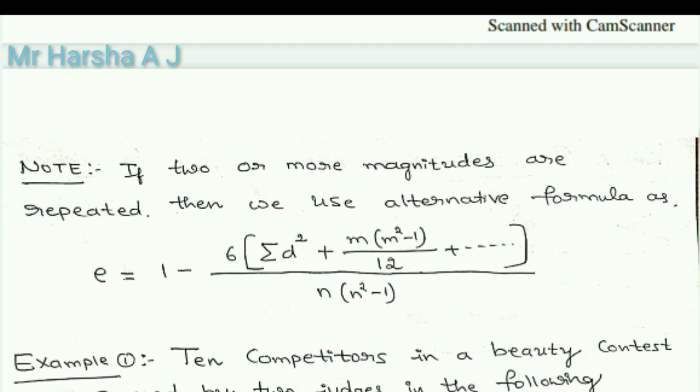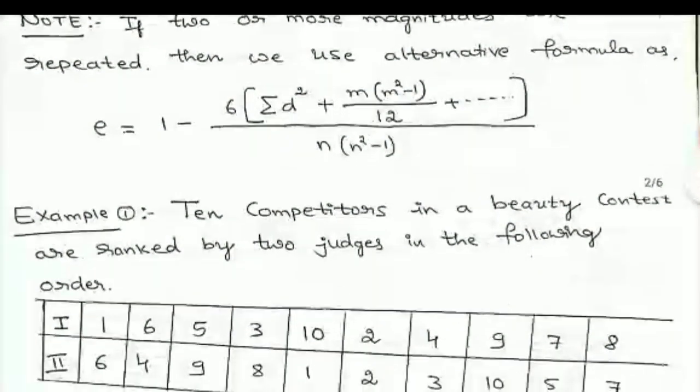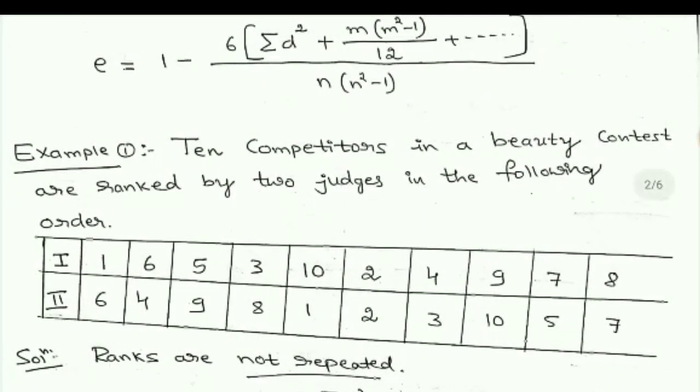So let us try to understand this concept with a few simple examples. First one: 10 competitors in a beauty contest, nice example, right, are ranked by two judges in the following order. So there are two judges and 10 participants.